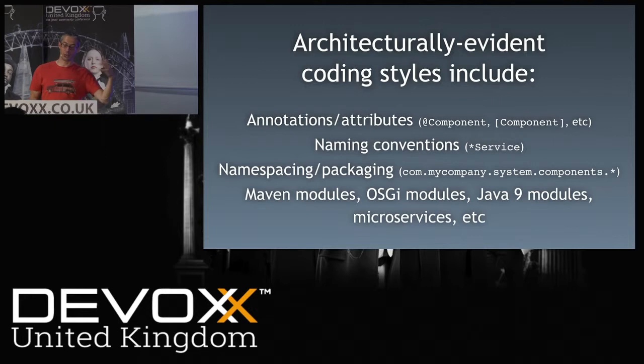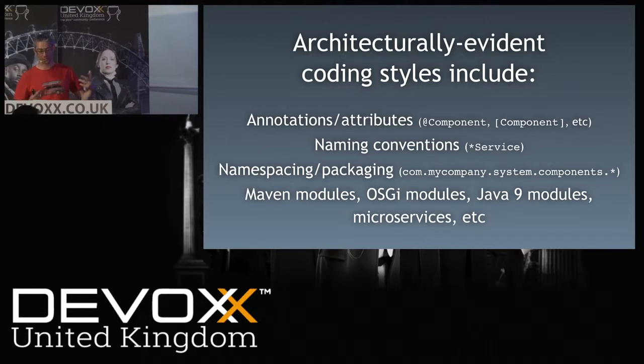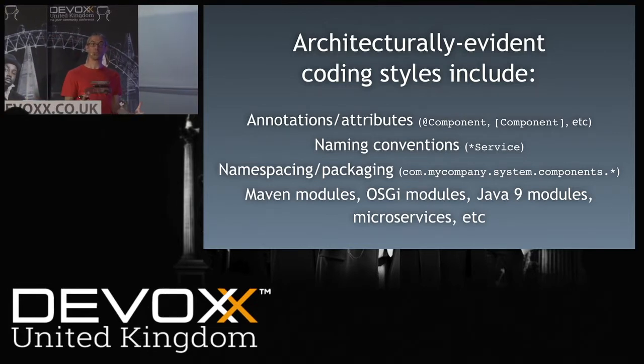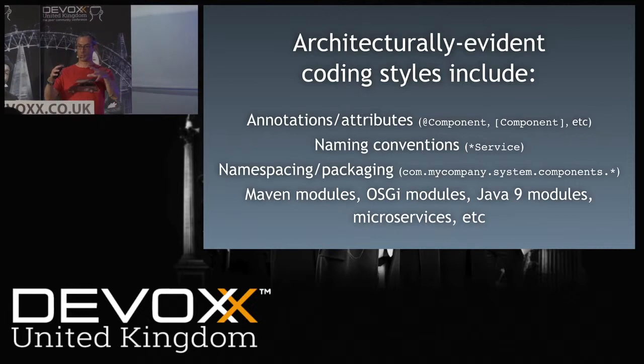There are a bunch of other ways we can do architecturally evident encoding styles. We could use annotations and attributes. So for those who are doing C#, you've got the same thing in that language. Naming conventions, of course, and this is something you can apply to older code bases. Namespacing and packaging conventions, that's something I've done here. Maven modules. So if you're using Maven modules, maybe each Maven module is a component.